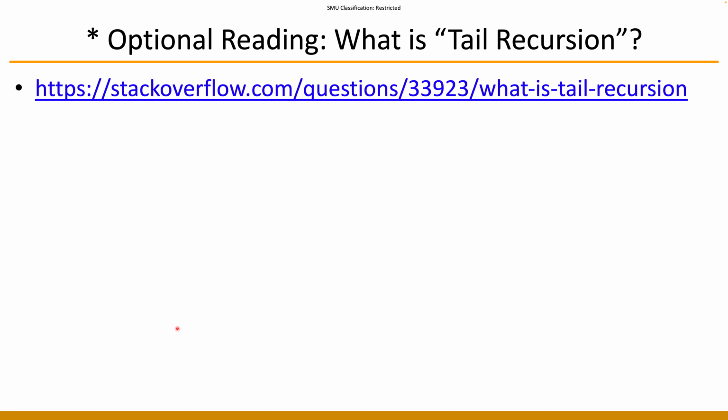The final note over here is optional reading. Whenever we use recursion as the final statement, there are some real implications. If you're interested in finding out what this tail recursion is, you can follow this link. It's very well written and explained very well. So I will leave it to you to follow up.